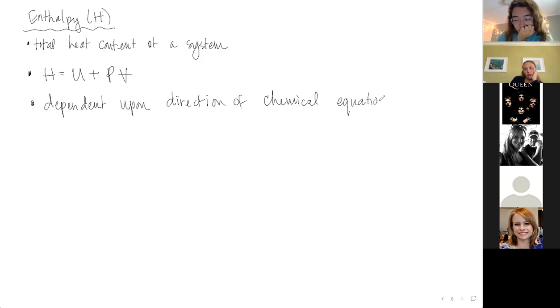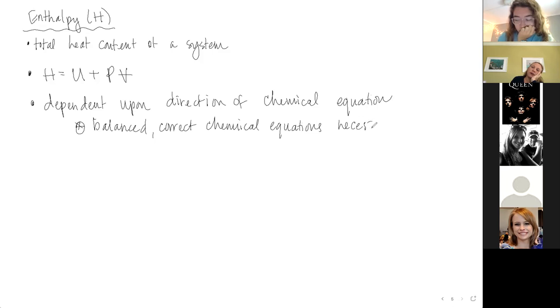So what are your products? What are your reactants? As a result, you need to balance and ensure the correct chemical equations. Balanced, correct chemical equations are very important. Balanced, correct chemical equations are necessary.